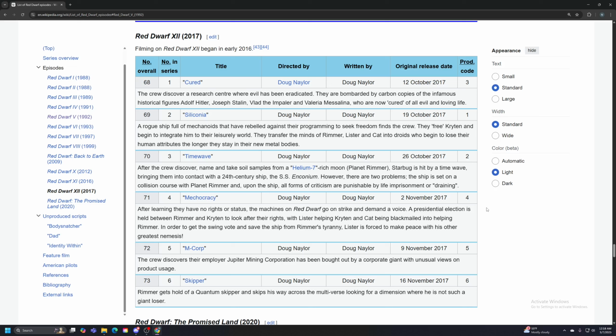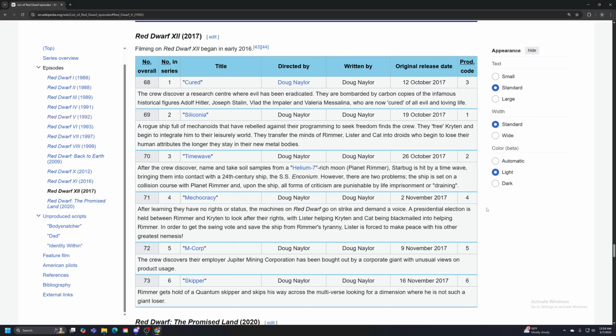Episode 4. Mechocracy. After learning they have no rights or status, the machines on Red Dwarf go on strike and demand a voice. The presidential election is held between Rimmer and Crichton to look after their rights, with Lister helping Crichton and Cat being blackmailed into helping Rimmer. In order to get the swing vote and save the ship from Rimmer's tyranny, Lister is forced to make peace with his other greatest nemesis.